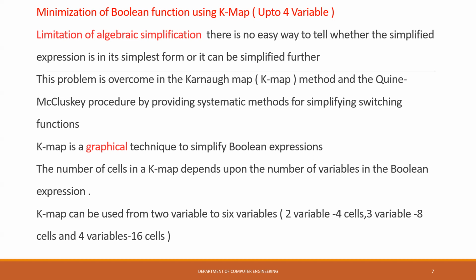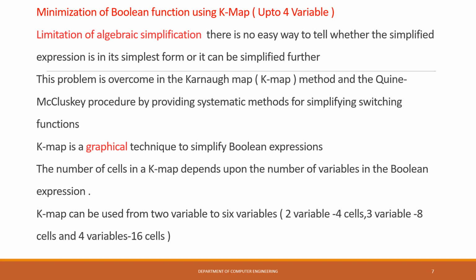Basically, this K-map technique was derived by the scientist Karnaugh, and from his name the method is labeled as the K-map simplification technique. This particular technique is a graphical technique which is used to simplify the given Boolean expressions. The number of cells required in a K-map depends on the number of variables used to represent the Boolean expression.